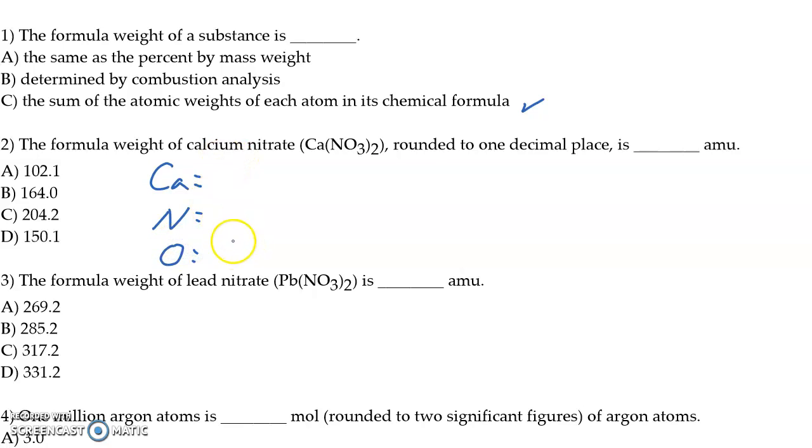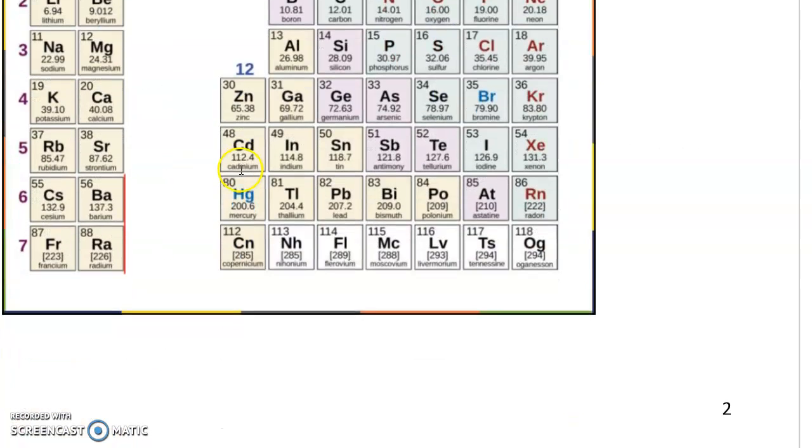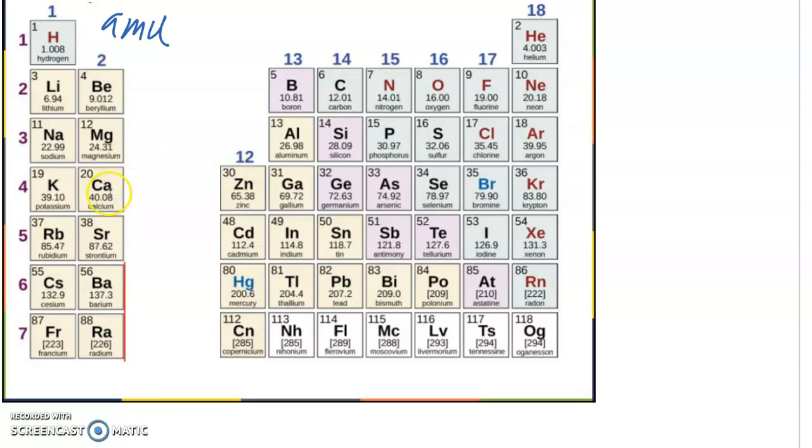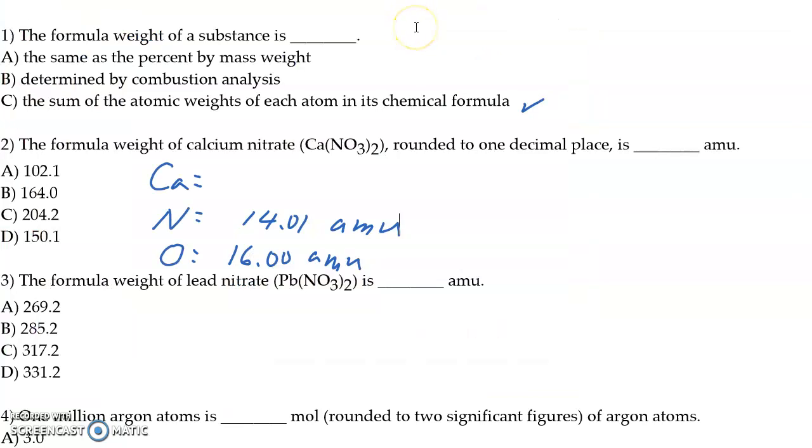From the previous periodic table, we find out that oxygen is 16.00 AMU. Nitrogen is 14.01 AMU. Let's see what calcium is. It should be around 40. Let's check. Calcium, it is over here, is 40.08. So we need to write that down, 40.08.